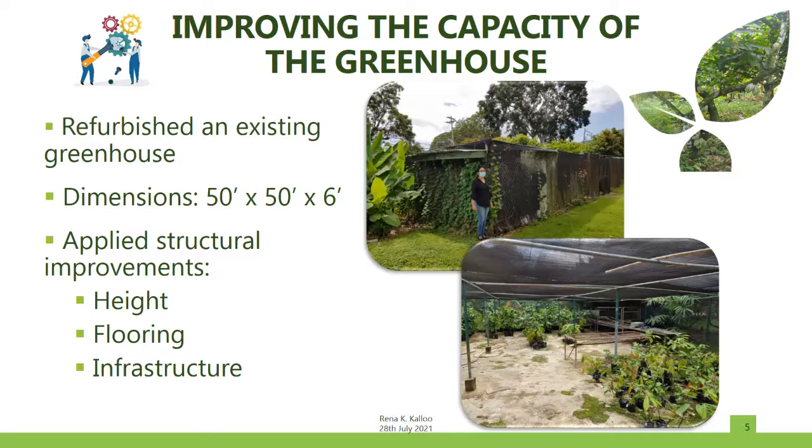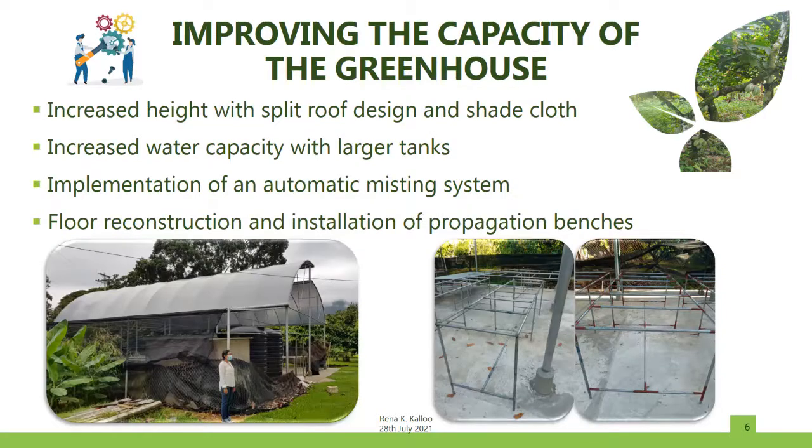So that height was not very ergonomic for persons and not ideal for the plants within the greenhouse. Also, in the bottom right photo, the plants are actually placed on the ground, which is also not ideal for walking or access space. What we did, we applied structural changes to the height of the greenhouse, the flooring, and the internal infrastructure. And this was our end result.